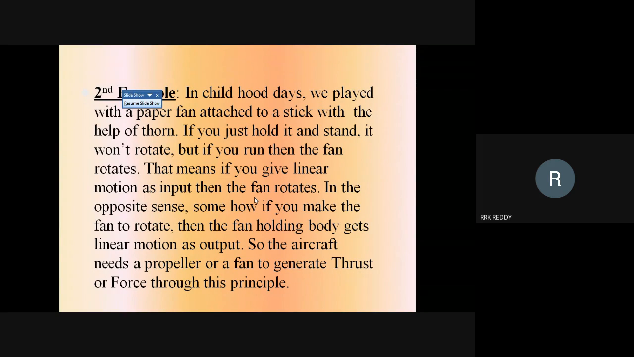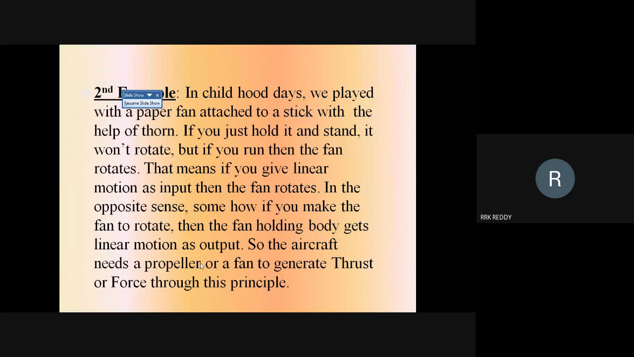So the aircraft needs a propeller or a fan to generate thrust or force through this principle. That means we need to run the propeller or a fan, and then automatically the propeller-holding body, that is the aircraft engine, gets linear motion in the forward direction. So that is the air screw principle. With these two methods, the required thrust will be generated in the aircraft.